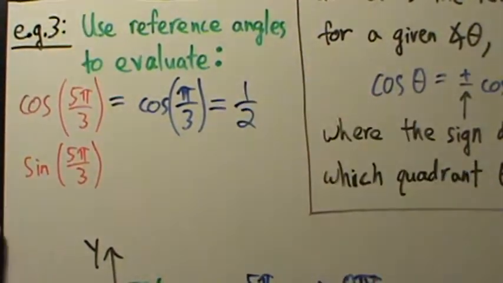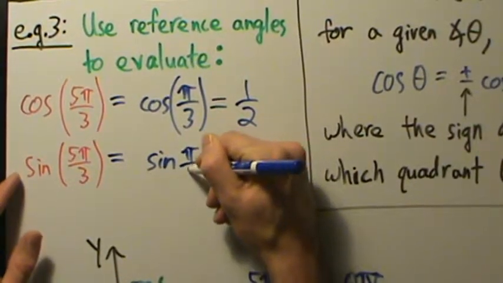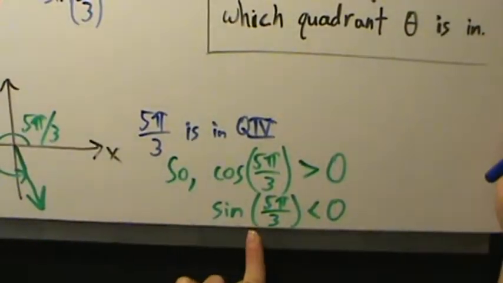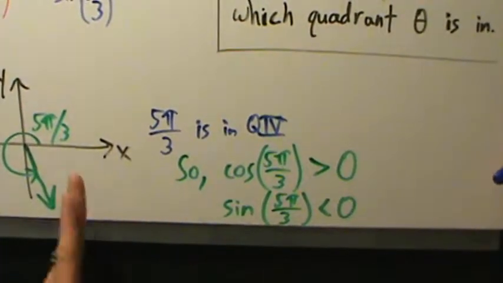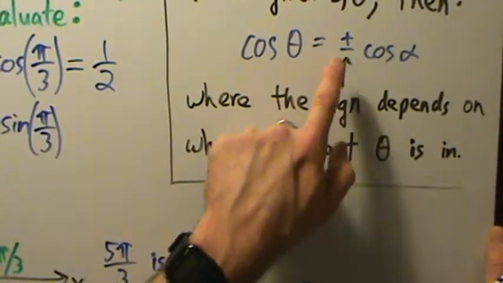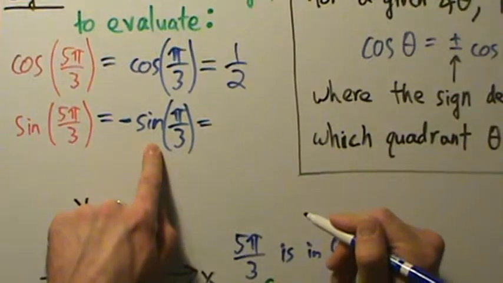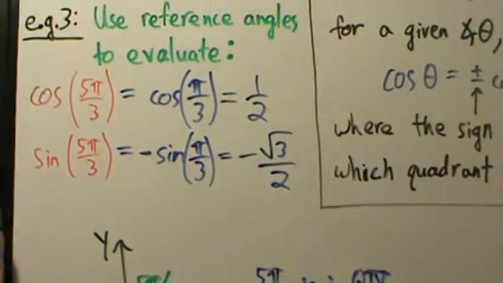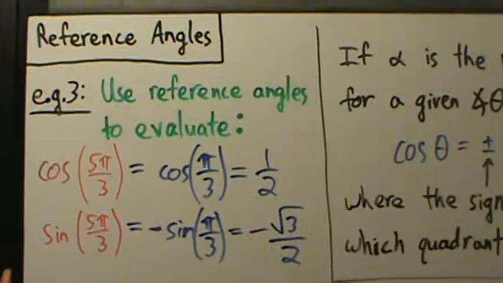And sine of 5 pi over 3, that's the same as the sine of the reference angle, but it might have a minus sign in front of it, and this time it does, because sine of 5 pi over 3 is negative, it's less than 0, because 5 pi over 3 is in the 4th quadrant. So we do include the minus sign now, so we have to slap on a minus sign here. Sine of pi over 3 is root 3 over 2, so we have negative root 3 over 2. And that is the answer for example 3 of using reference angles to evaluate trig functions.